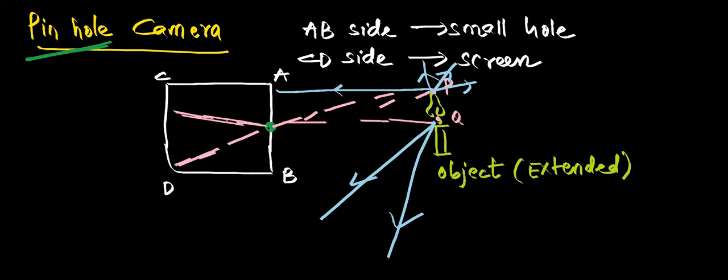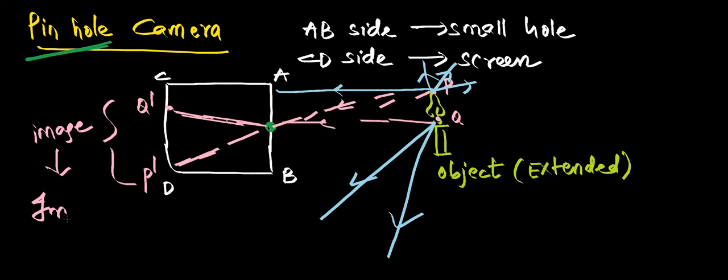Now these rays which are passing through the hole: the rays from the top point are reaching the bottom of the screen, so I'll call it P dash. The rays from the bottom point Q reach the top of the screen, so I'll call it Q dash. Now this P dash Q dash is our image. It is inverted, because top point P reaches down here. Instead of P dash Q dash, we are getting Q dash P dash. So what is the nature of this image? The image is inverted.